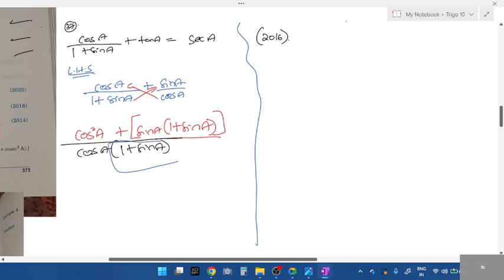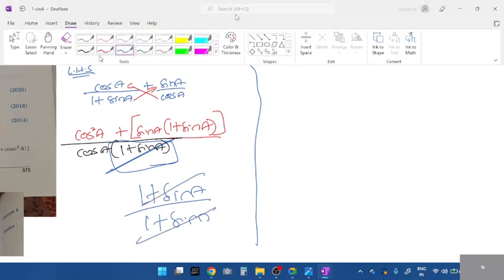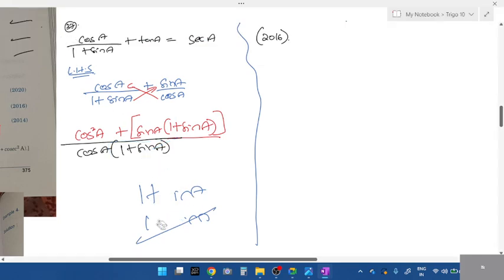We need to eliminate this 1 plus cos A. If you want to eliminate, even in the numerator you should have 1 plus sine A. Only then it gets cancelled. 1 plus sine A, it gets cancelled. Almost over, students. Within 3 steps, you'll get the answer.